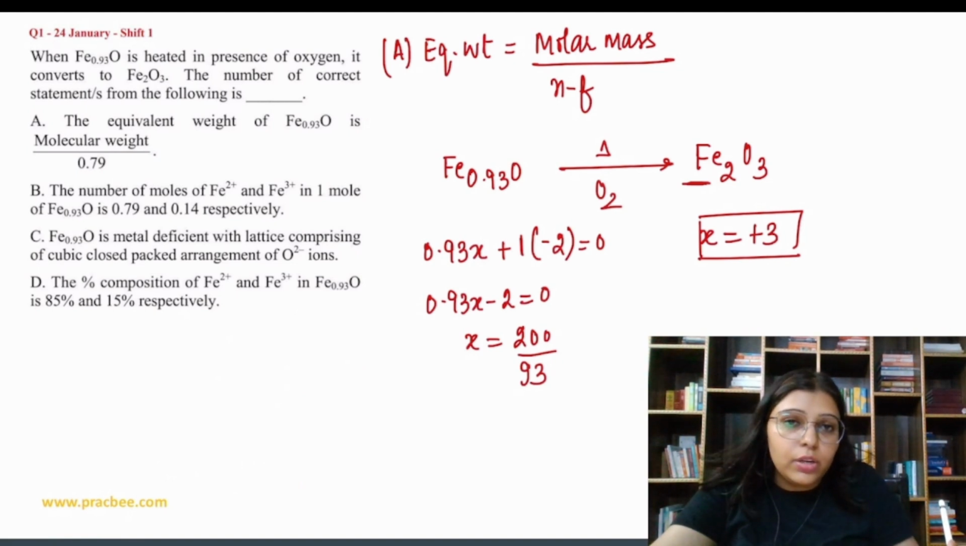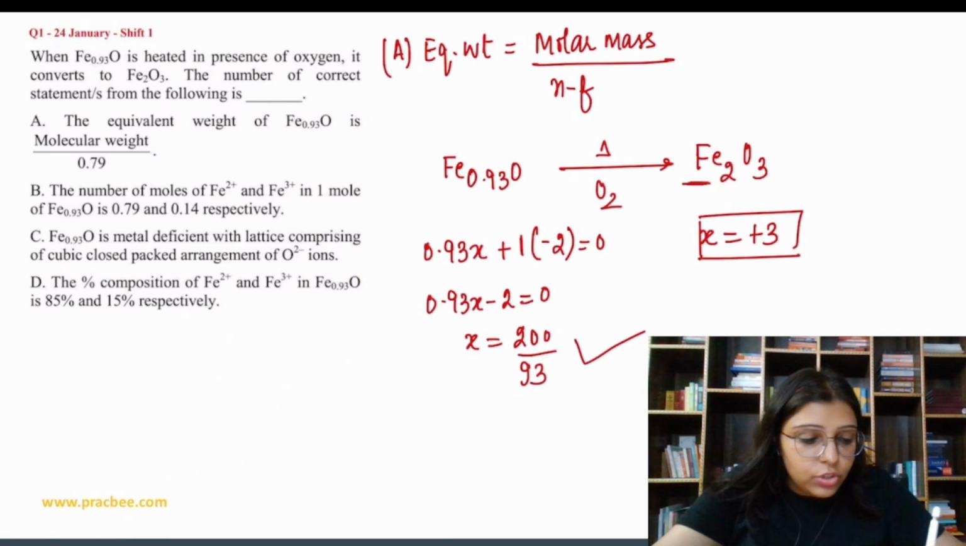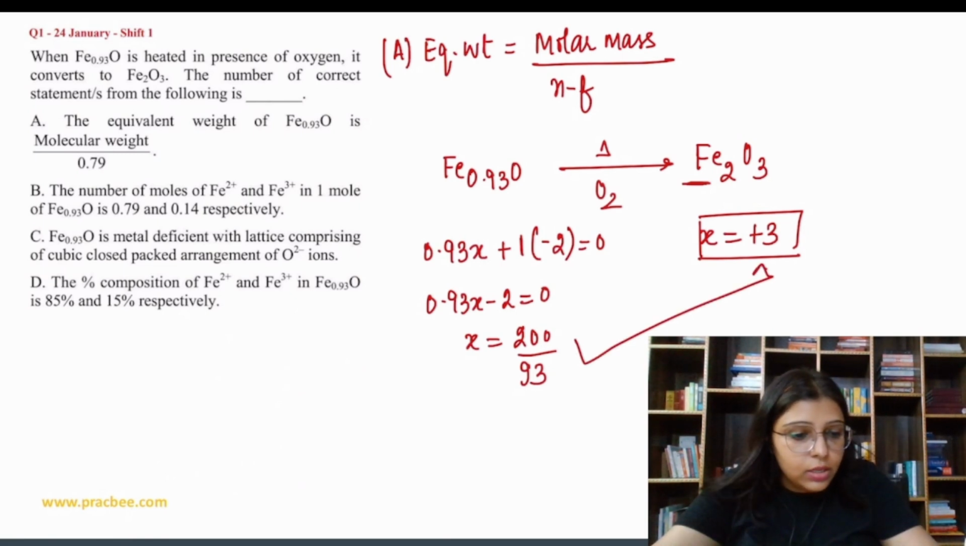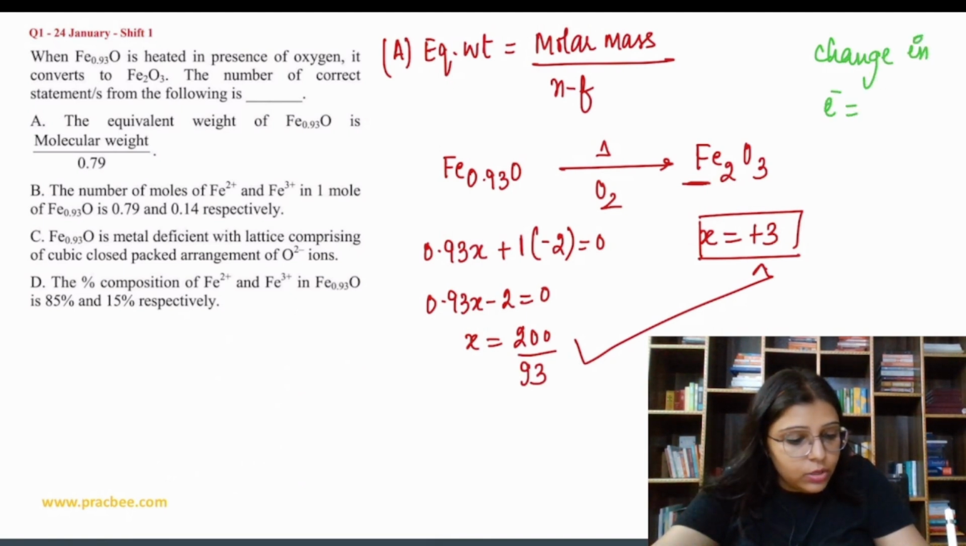Now, in order to calculate the n factor, we have to calculate the change in electrons. So the change in electrons is equal to 3 minus 200 upon 93.